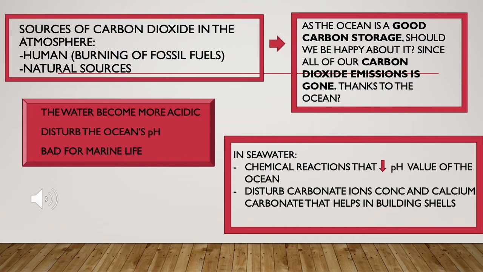So now, in detail, what is actually happening in seawater? First, a chemical reaction occurs that reduces the pH value of the ocean and also the carbonate ion concentration, and disturbs the saturation states of biological calcium carbonate. That actually helps in building shells in many organisms. If the water is too acidic, the organism will face difficulty in making strong shells and in adapting to the new environment.